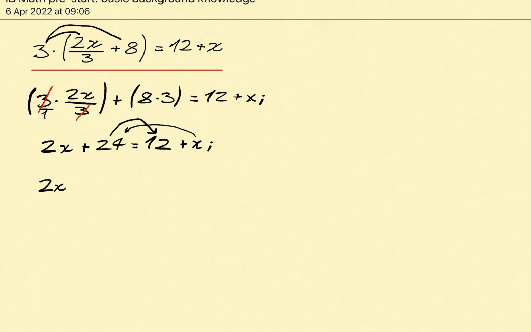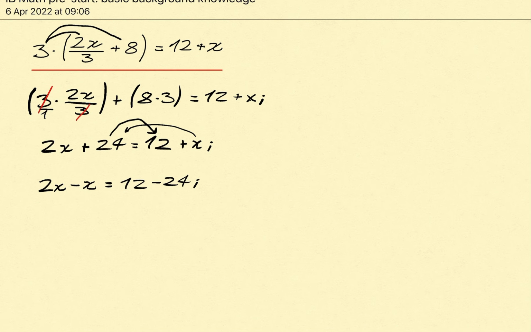Again, you should understand this, but what we're going to do is 2x will remain on the left-hand side, minus x, because we're bringing it from the other side, so it's subtracting, equals 12. And then this number, 24, will go to the other side and we'll subtract, so it will be 12 minus 24. So it's subtracting.